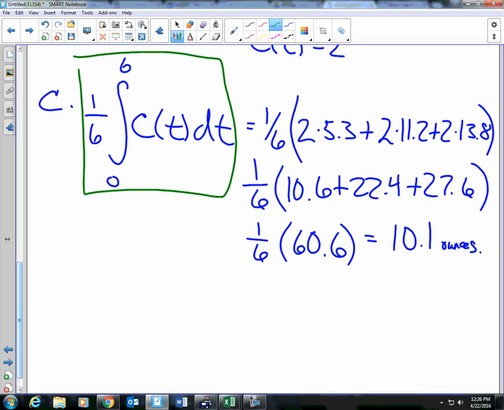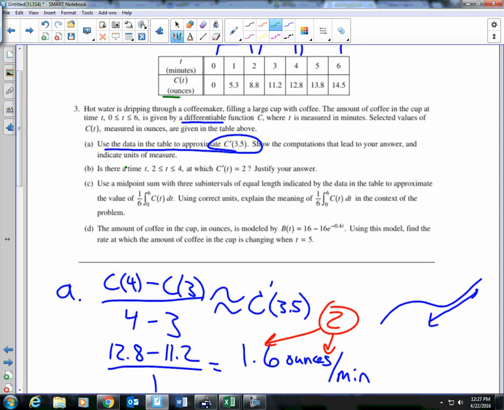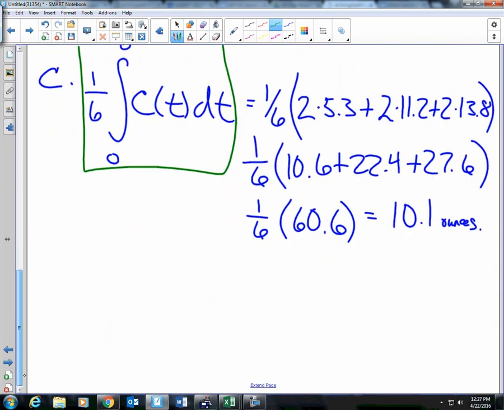Average amount. So look in the context of the problem, you guys. 10.1 ounces. Look at our original problem. Does it look like 10.1 would be approximately the average number of ounces in the coffee cup over that time? That's what it's stating. So that's what we need to say.